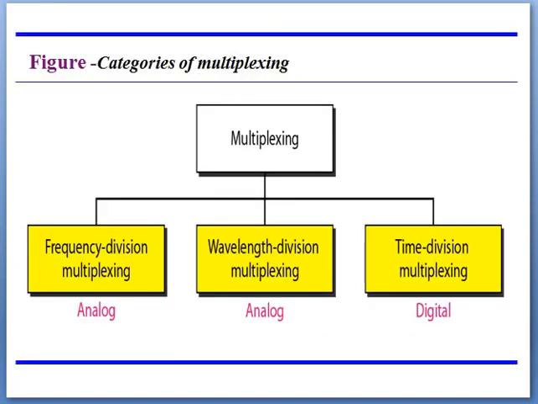As we have seen, there are three basic categories of multiplexing: frequency division multiplexing, wavelength division multiplexing and time division multiplexing. In the previous lecture, we discussed frequency division multiplexing, which is analog in nature, and wavelength division multiplexing, which is also analog in nature. Now, in today's lecture, we are going to discuss time division multiplexing, which is digital in nature.